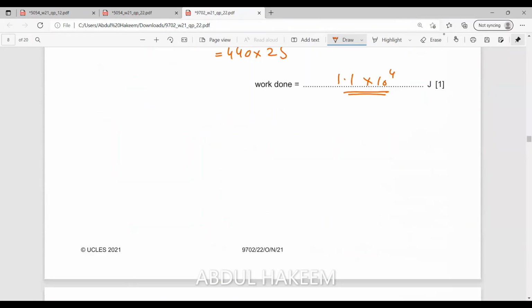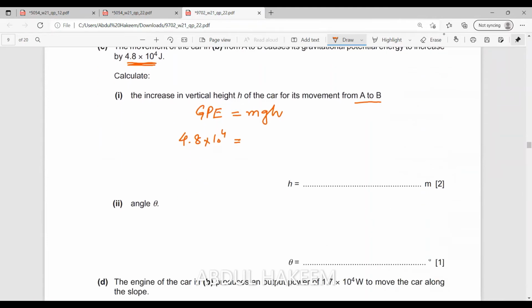It's 1700. So 1700 multiply by g value 9.81 multiply by height. So after calculation, h is equal to 4.8 × 10^4 divided by 1700 divided by 9.81. So it is approximately coming 2.9 meter.